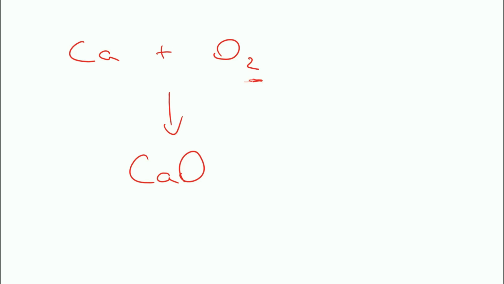So what do we do? Well, we have to balance. If we need more oxygen, let's have 2 of these calcium oxides. But now we've made 2 calciums and we only started with 1. Well, let's start with two calciums. So there we go. That is now a balanced equation, right? Anytime you write an actual equation, you must balance it.